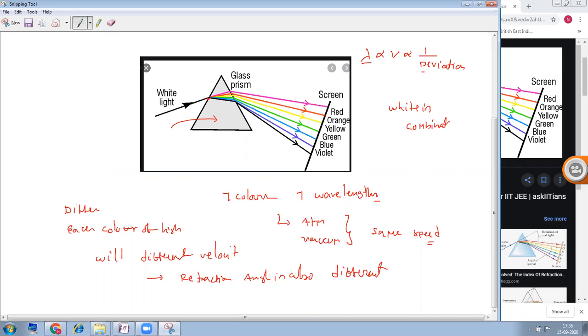So simply, you can express it in terms of velocities. When compared to a vacuum or air, the velocities of the different colors differ much more inside the prism. That's the reason we can see the 7 colors splitting.